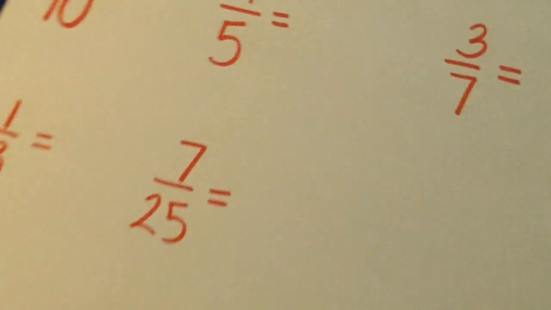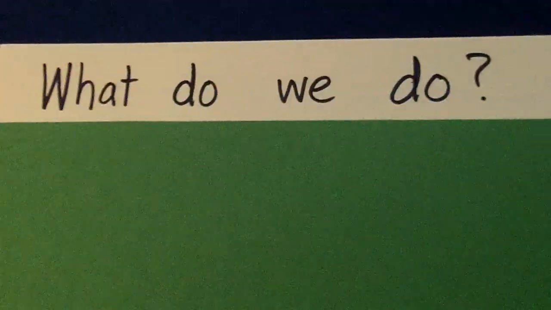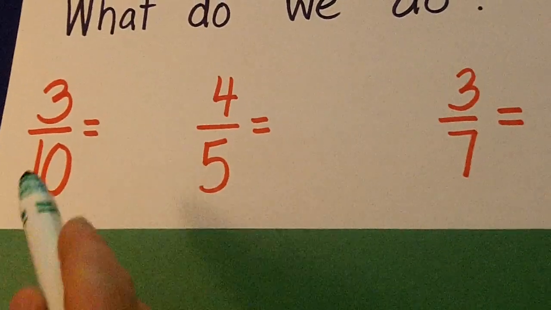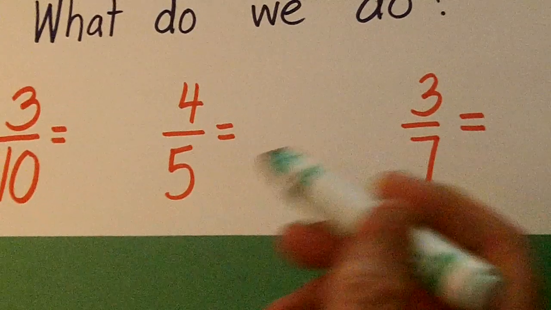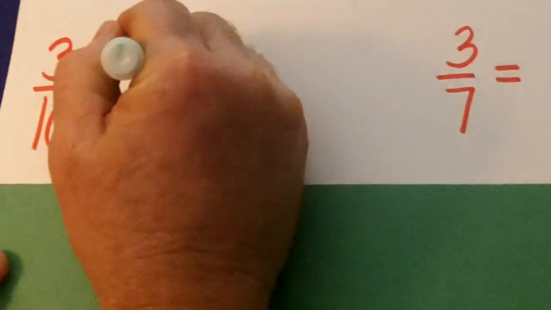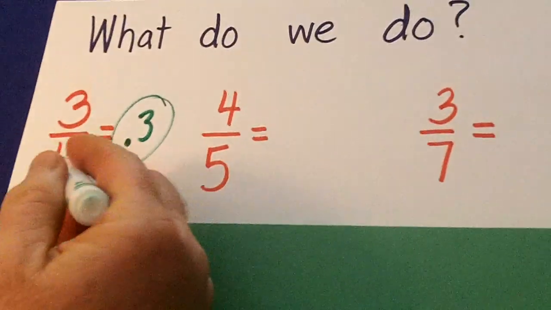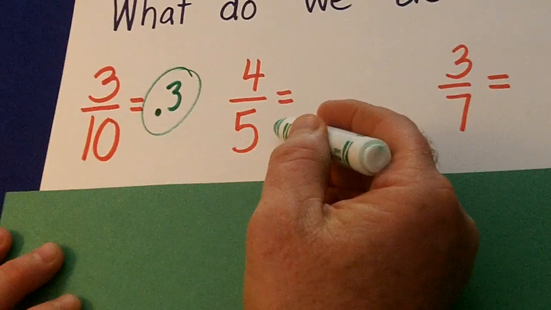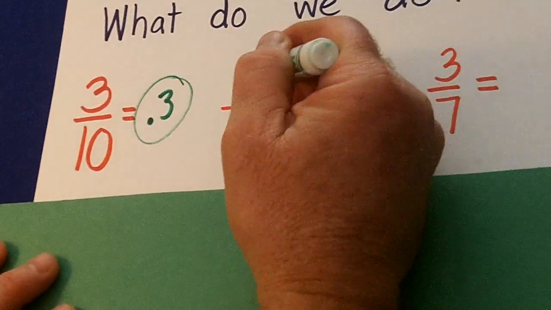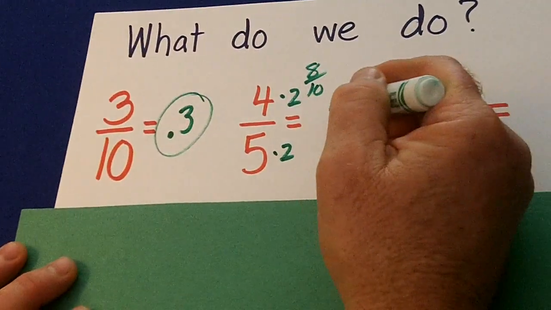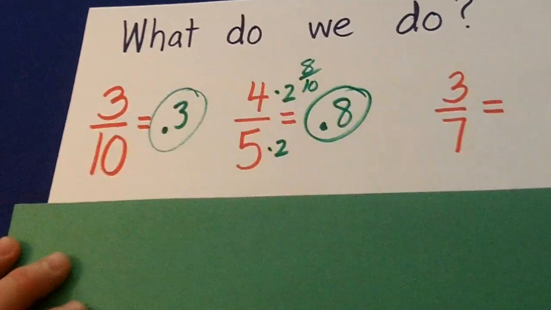So let's mix things up a little bit now, being that we're so fun. What do we do with all of these? Okay, 3/10. See what I did? I mixed up all of these. 3/10. When we say it to ourselves, 3/10. That's the easiest one. Now 4/5. Can 5 go into 10? Yes. 5 times 2, 4 times 2. Now that's 8/10. Say it. 8/10. There it is.